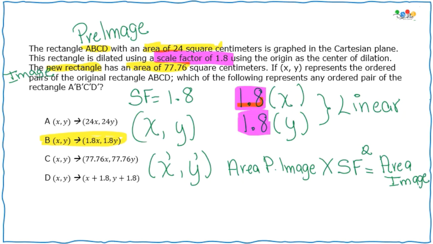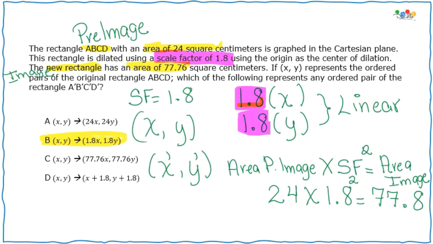We're going to prove right now that it's true. So what is the area of the pre-image? Well, the area of the pre-image is 24. What's my scale factor? 1.8 to the second power. Go ahead and input the following numbers on the calculator. Make sure that you remember that 1.8 is being raised to the second power.